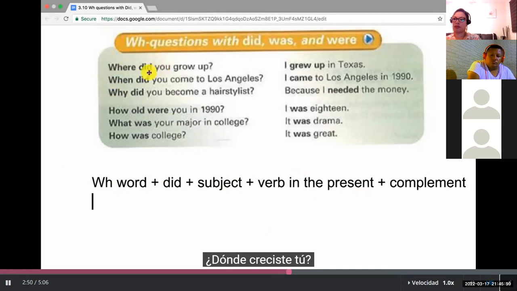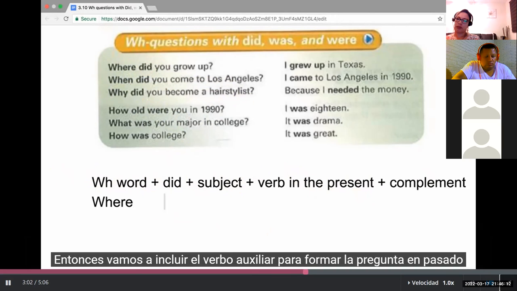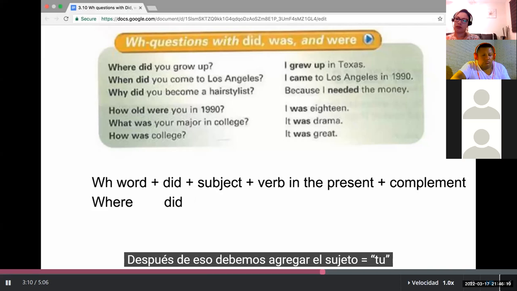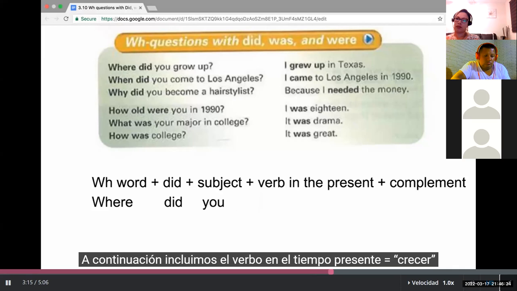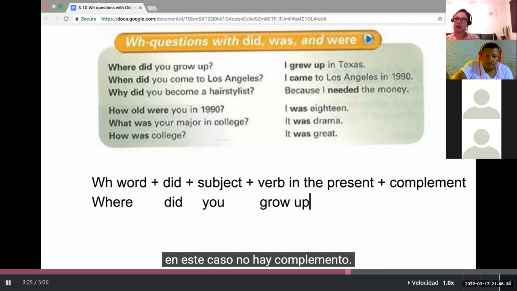Where did you grow up? When did you come to Los Angeles? Why did you become a hairstylist? First, we're going to add a WH word. Where? Then we will include the auxiliary verb to form the question in the past, did. After that, we need to add the subject, you. Next, we include the verb in the present tense, grow up. Finally, we can add a complement. In this case, there is no complement.